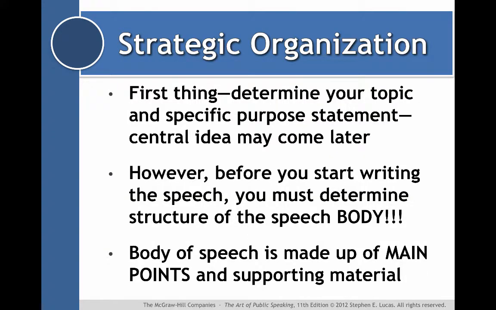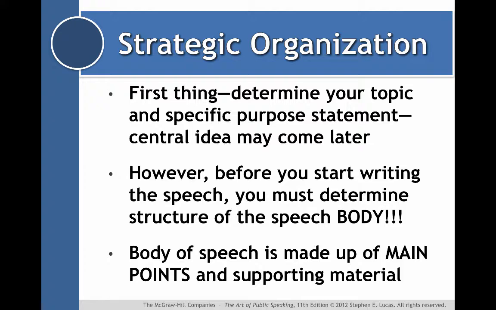Okay, this is really important to remember. You've got to figure out your topic and at least a specific purpose statement before you start putting your speech together. If you don't do that, you won't know what you're talking about. Your central idea can come later as you're organizing the information. However, it's not a good idea to just start writing your speech from the beginning at this point.